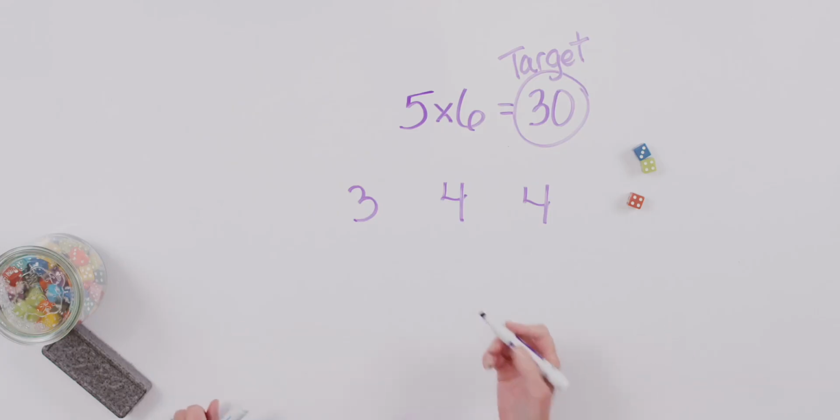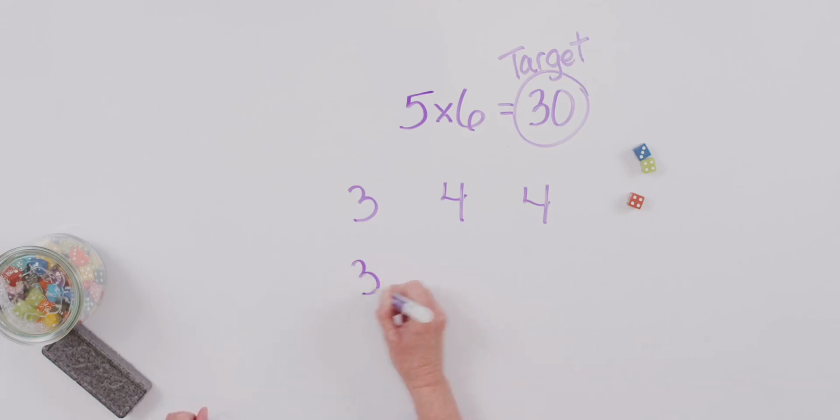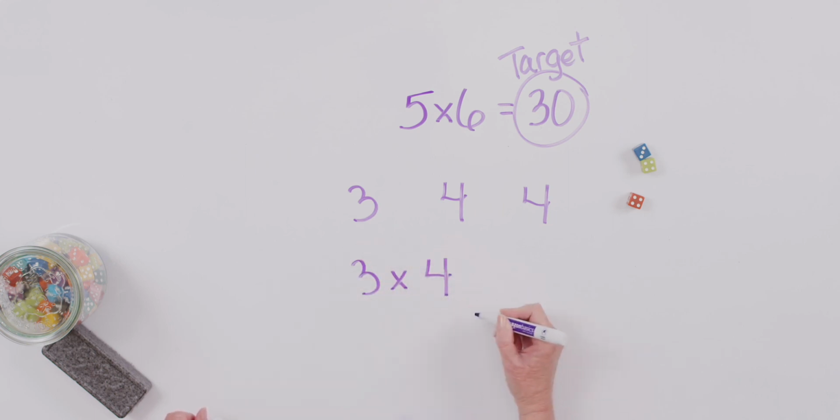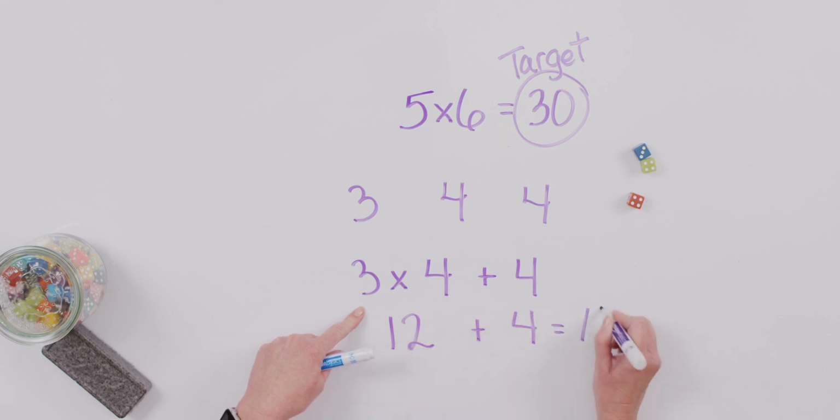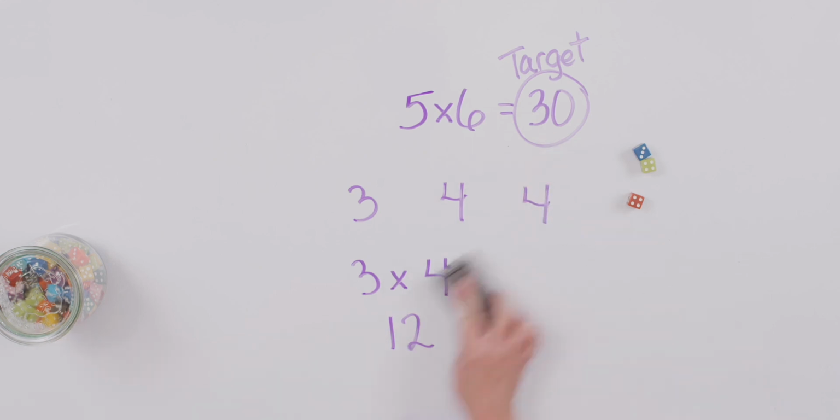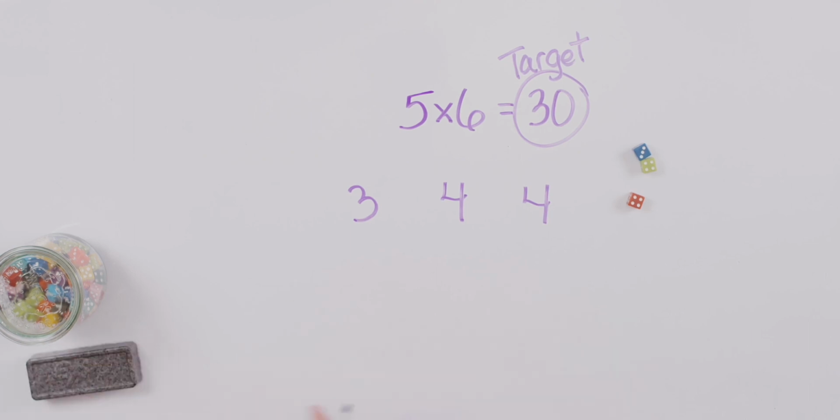So your first one might be something like, well, maybe if I multiply 3 and 4 together, and then maybe I add the 4 more, what would I get? 3 times 4 is 12, plus 4 is 16. I wonder if I can get closer to 30 than 16.